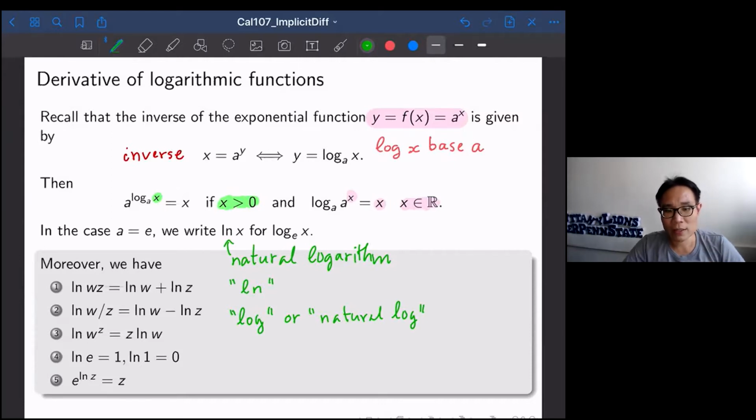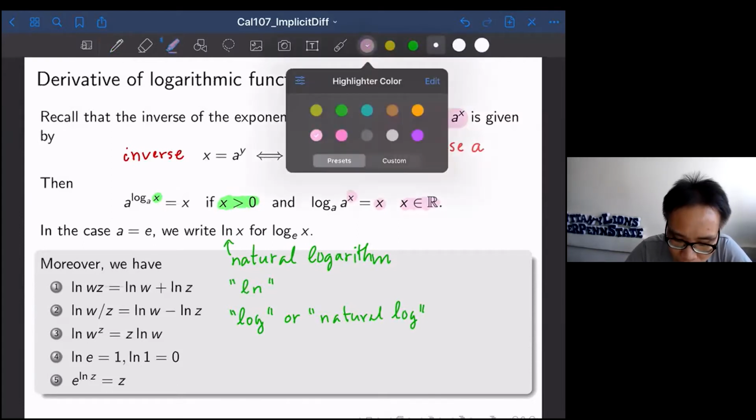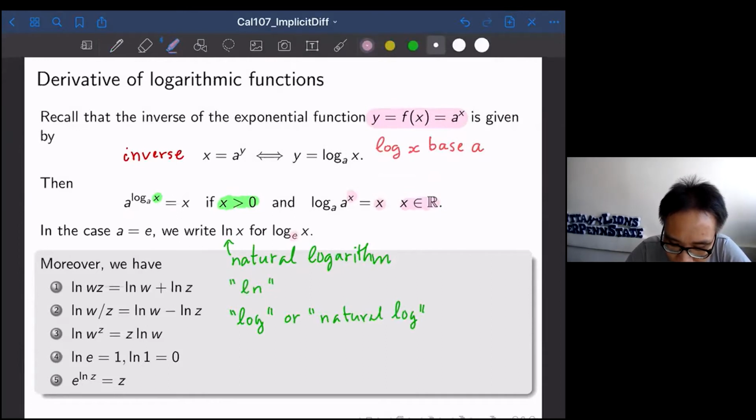And I'm gonna say just log because we mostly use only one base, which is the base e. And for base e, instead of writing log subscript e like this, we're gonna write ln for the shorter notation. Okay, and we will have the normal properties of the log.